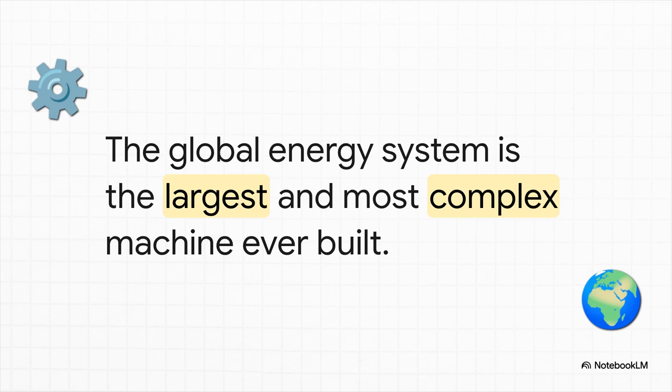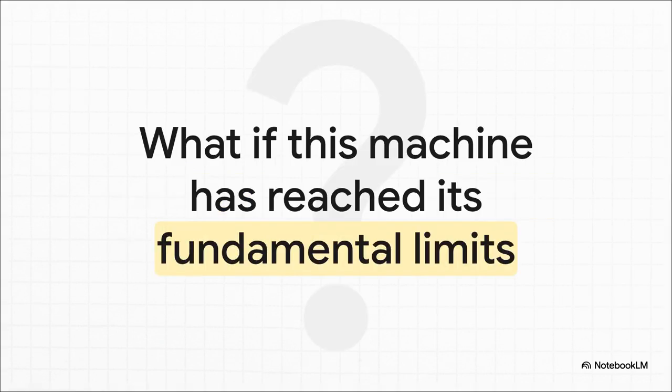The global energy system, this massive, planet-spanning machine of power plants and grids and pipelines, is, without a doubt, the most complex machine humanity has ever built. It's the engine that powers our entire modern world. And that brings us to the real heart of the matter. What if that incredible machine, for all its power and complexity, has just run out of road? What if it's trapped by its own design, completely unable to make any more real, meaningful progress?